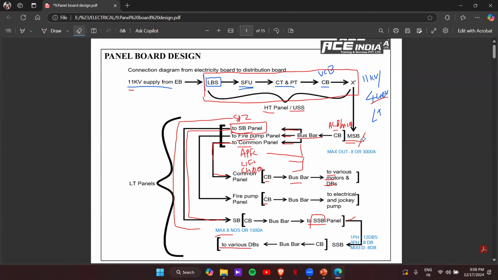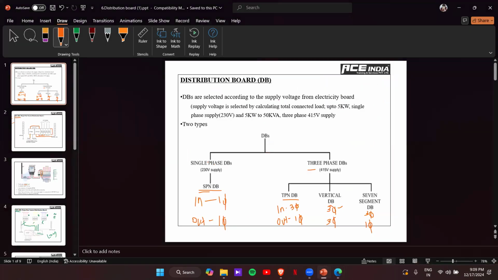Okay, so clear? Any doubts? I hope you got an idea about how these connections are coming to our DB. Our first topic was the DB. Before reaching the DB, we have a lot of connections. That's it.